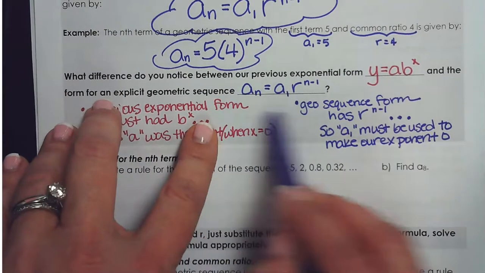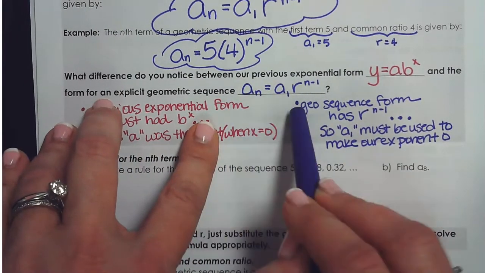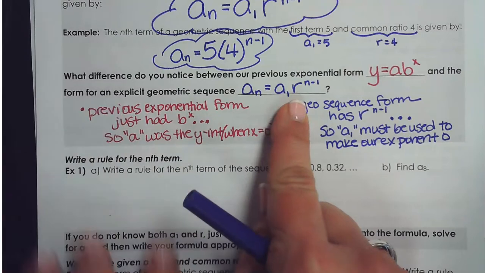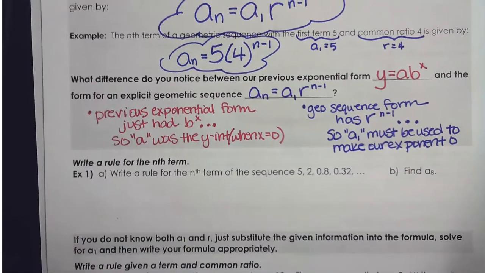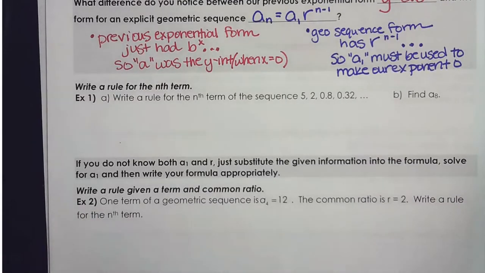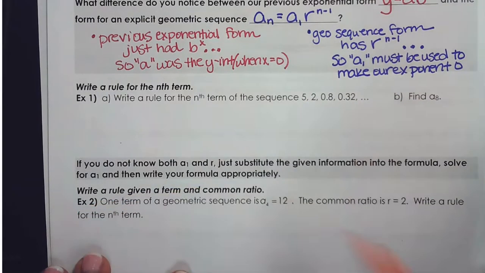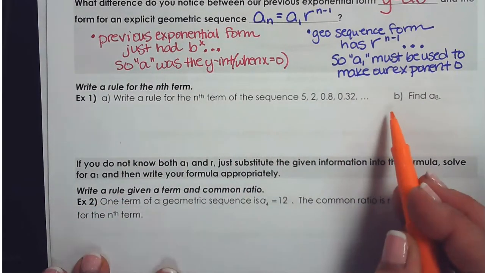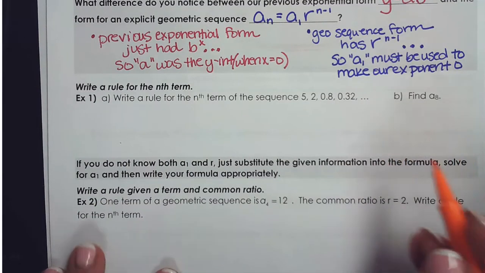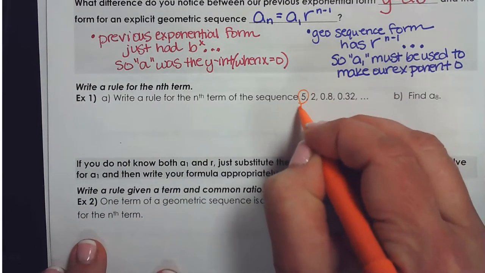But just traditionally, in this geometric form, we have this a sub 1 times r to the n minus 1, but they're easy to write. So this says to write a rule for the nth term of the sequence, 5, 2, 0.8, 0.32, etc. And then after that, we'll find a sub 8. So if we wanted to do that, we need to find two things. We need to find a sub 1. And do we know a sub 1 by looking at this sequence? Of course we do. It's just 5, right? So this is our a sub 1.